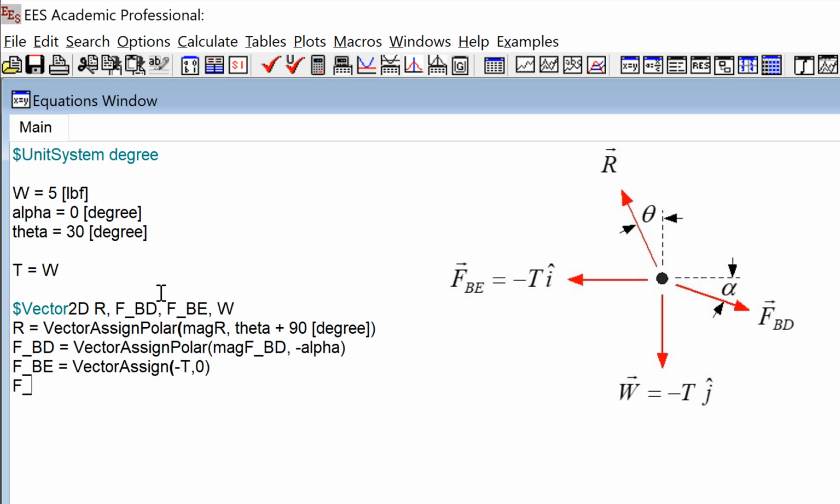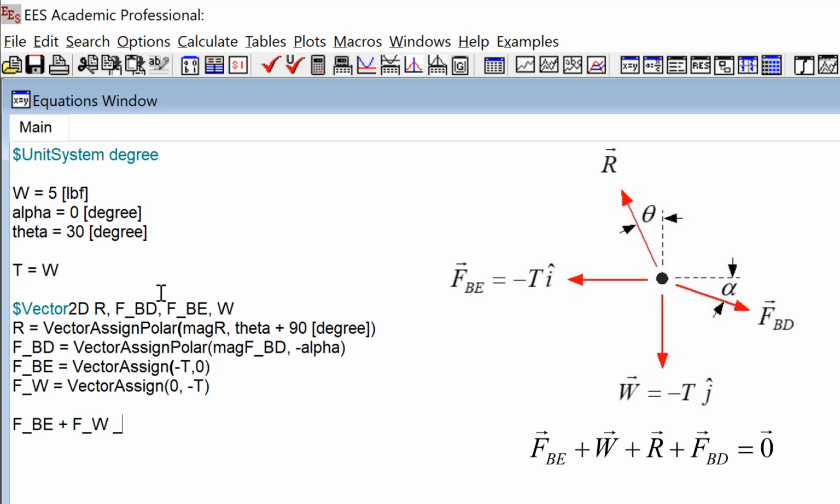And then finally W, which is straight down, so vector assign. In this case, the x component is 0 and the y component is minus T. So that should be all my vectors, and my equilibrium equation written in terms of vectors is just that the sum of these has to be 0. So FBE plus FW plus R plus FBD has to be equal to, and I can't put 0 here, I have to put vector zeros, because that's 0, 0 in 2 dimensions, x and y.